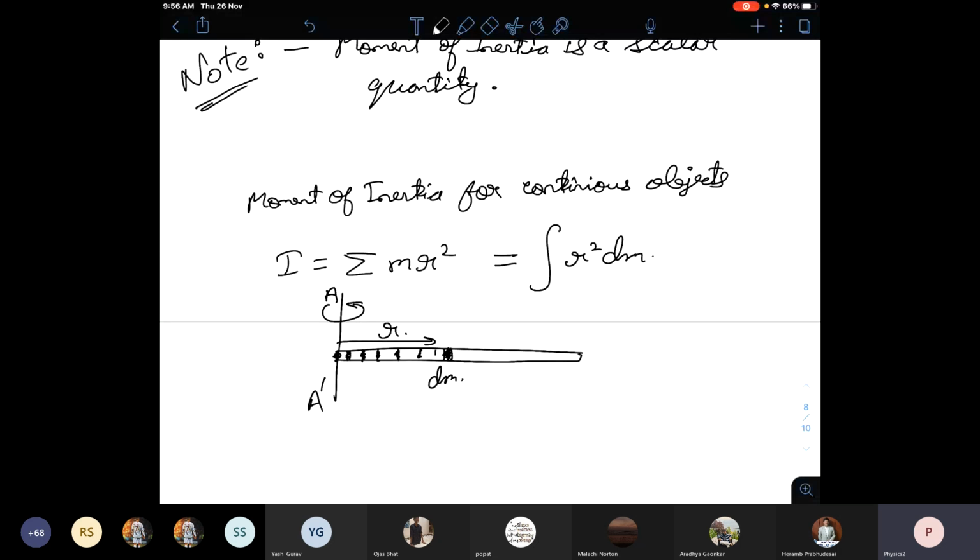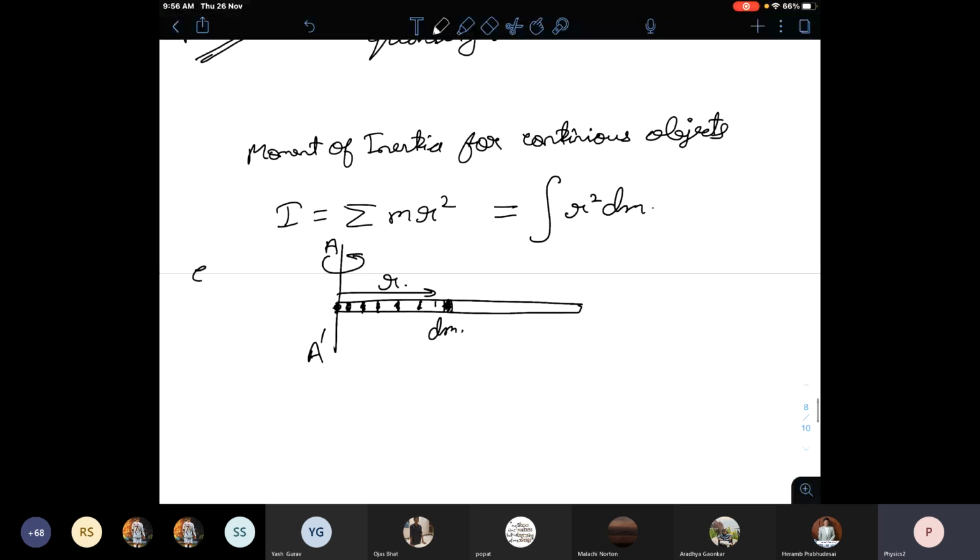Let's see the example of a rod only. You will be able to understand. It is almost the same as the calculation of center of mass. Just instead of x dm, here I am using r square dm. There you were using r dm, I am here using r square dm. That is the difference. Nothing else. So let's calculate for this rod only.